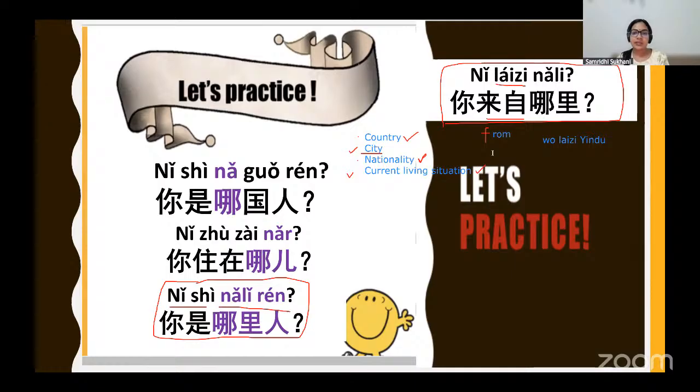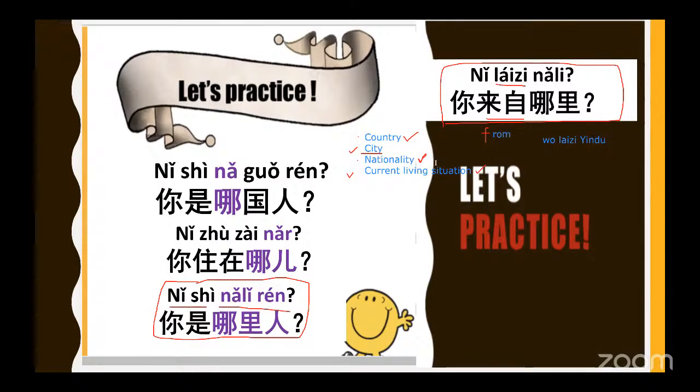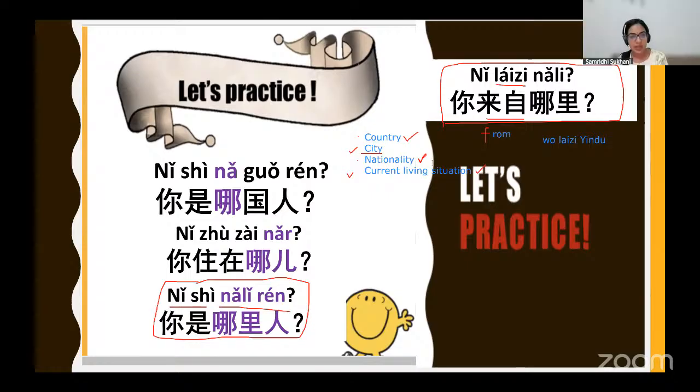So that means when they use Nisha Nagwaran, that is just nationality, and when they say Nilaidze Nali, it is country. Asking country. Yeah, okay.